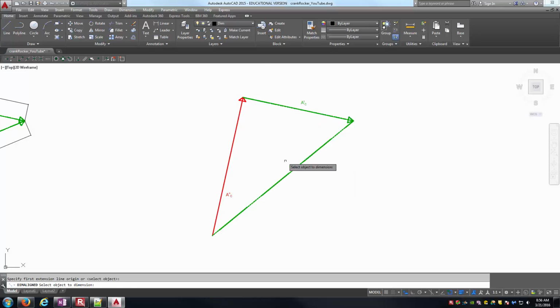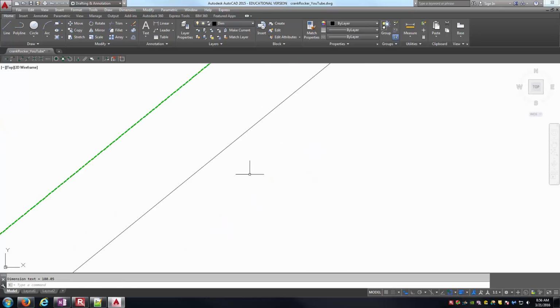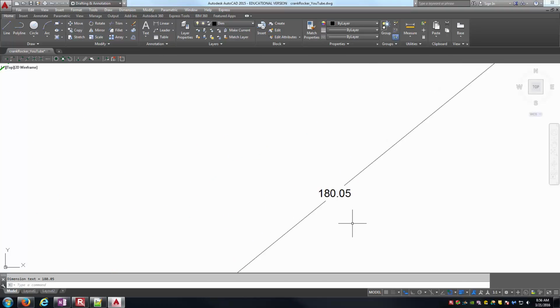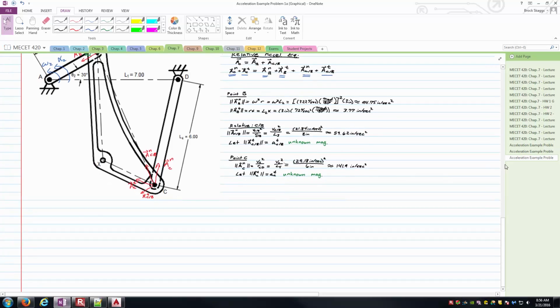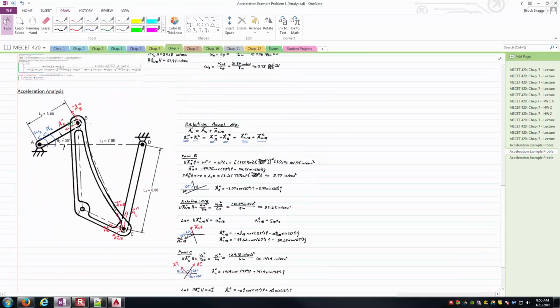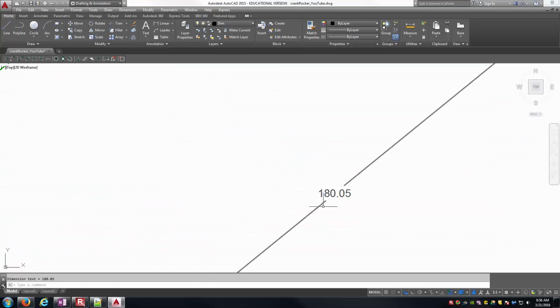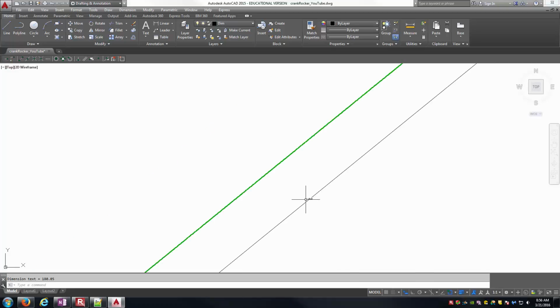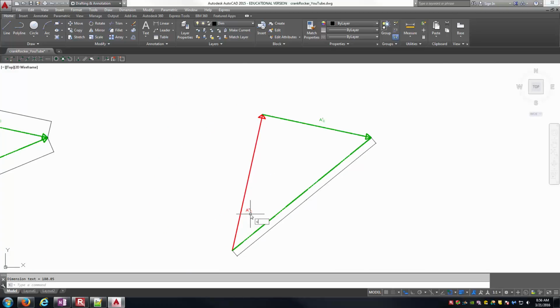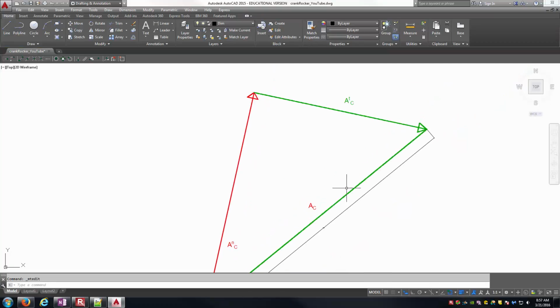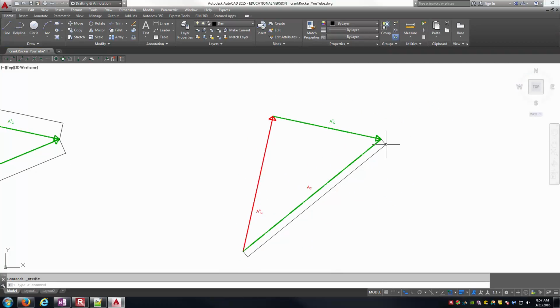Then throw a dimension down here. There it is for us. 180 inches per second squared roughly, which I believe is the value that I got in the analytical one as well. Here's our analytical results. Yes, roughly 180 inches per second squared. And again, roughly 180 inches per second squared here. Again, this being the acceleration magnitude, and I won't draw the arrow in, but it's pointing up and to the right there.